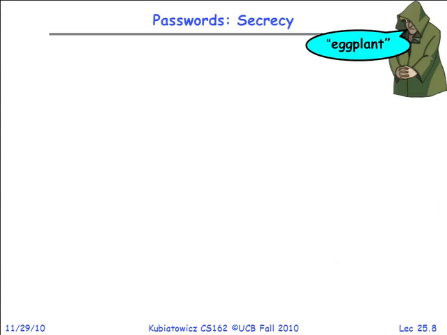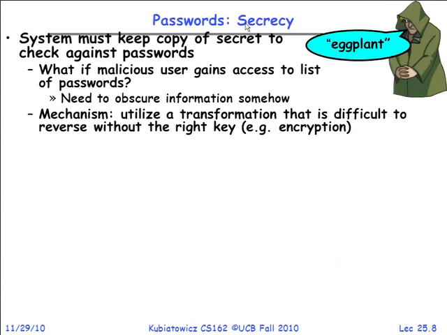So let's talk about passwords for a moment. How does a password actually work? Well, you've got to have a secret kept in the system somewhere. And if there's a list of passwords in the system, then there's an attack vector, which is what if somebody manages to get a hold of the list? They break in and steal the set of passwords, and now suddenly they can masquerade as anybody.